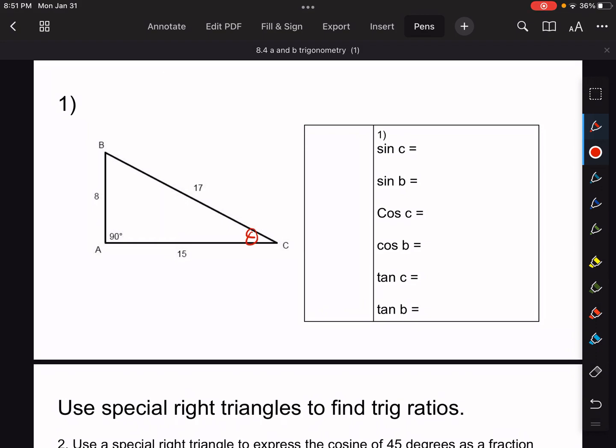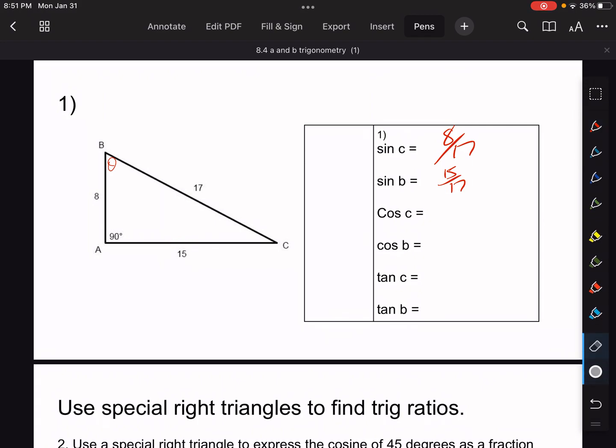Okay, so this is your perspective. From there, your opposite is 8, and your hypotenuse straight across from the 90 is 17. Okay, so we have 8/17. Your sine of B, okay, so if you're looking at B now, from there, your opposite is 15. So we have 15 over 17.